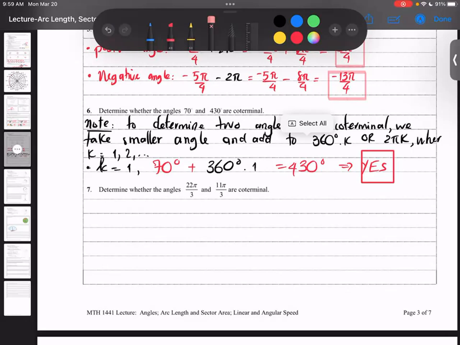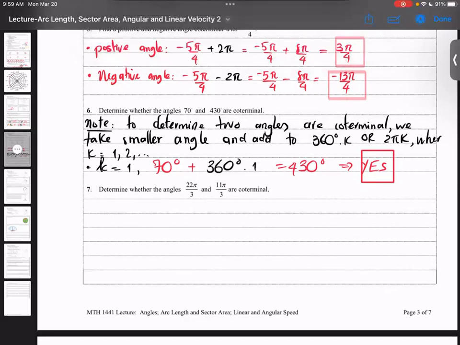Number 7, the same thing, but here we use radian. Which one's smaller, 22 pi over 3 or 11 pi over 3? 11, I hope so. Don't think, you can ignore pi. Pi is the same everywhere, right? 22/3 is bigger than 11/3. Same deal, right? Start with K for 1.